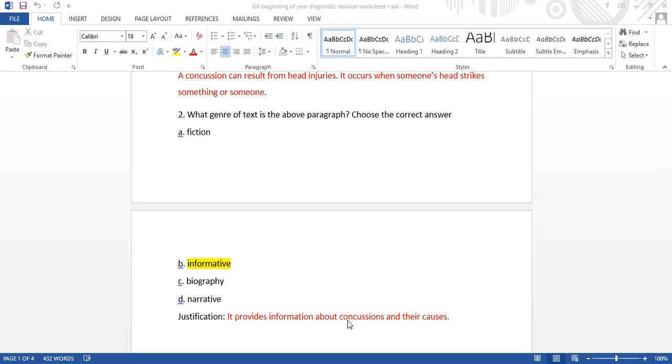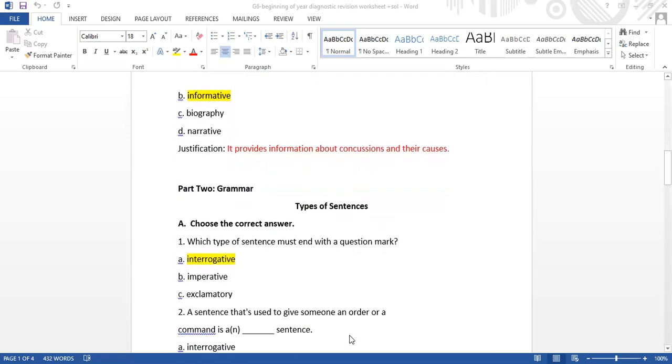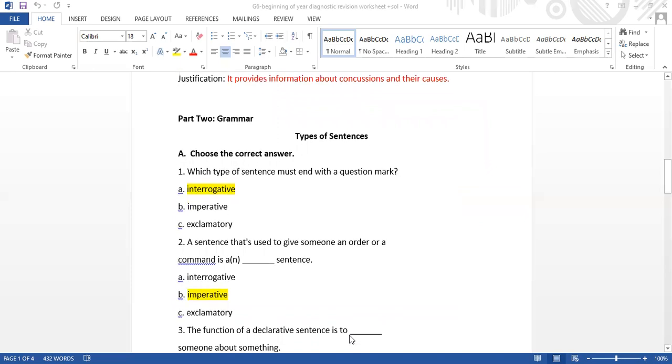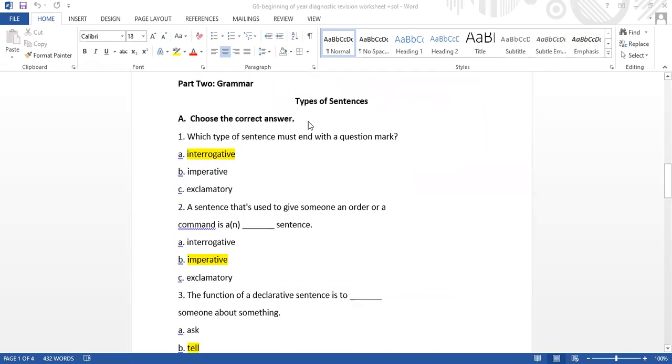So you have already answered that also in class. It's informative, and the reason is it was providing information about concussions and their causes. That's why it's informative. Part 2, it's about the types of sentences. You have to choose the correct answer. Number 1, which type of sentence must end with a question mark? Is it interrogative, imperative, or exclamatory? Interrogative, because an interrogative sentence asks a question and ends with a question mark.